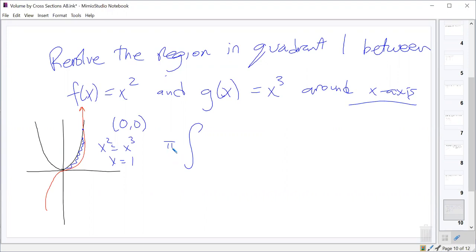So our outer radius is x squared, so it's x squared squared. And our inner radius is x cubed. And we've got to square that also. And we're going to slice this vertically in terms of x, right? And where do we integrate from? We integrate from 0 to 1. Okay? Those intersection points that we got.